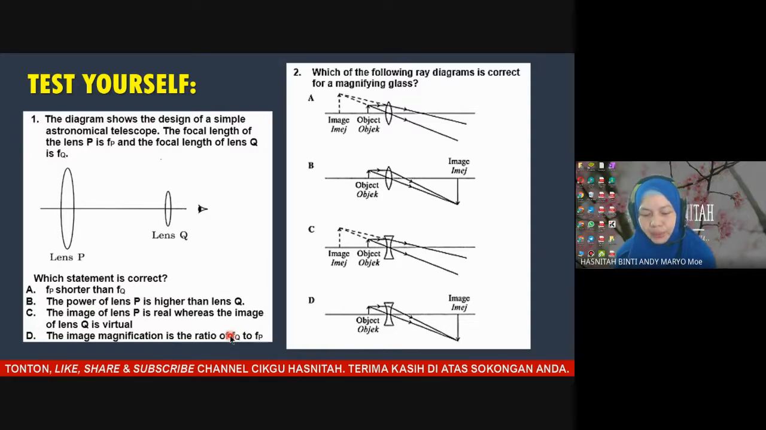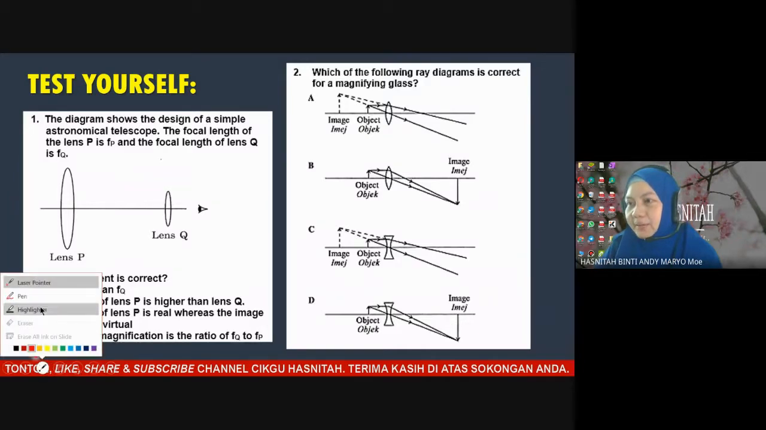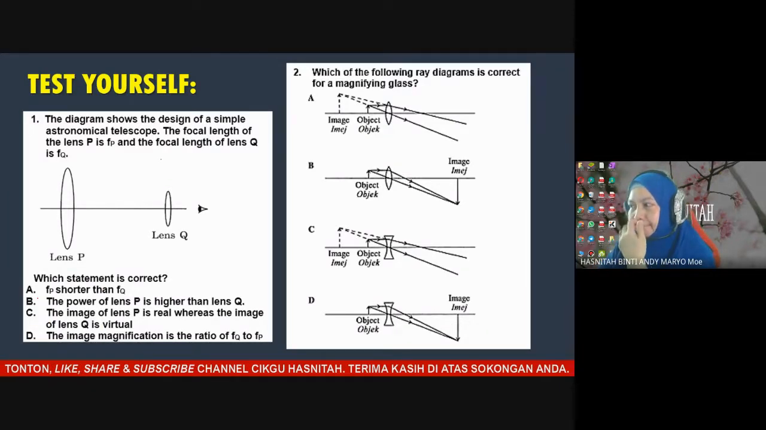A bigger diameter lets more light enter so we can get a brighter image. Which one, A, B, C, or D, students, for the telescope? Any idea? For a telescope, which one is longer, FO or FE? For a telescope, FO is longer than FE, which means the power of the objective lens is lower compared to the power of the eyepiece.